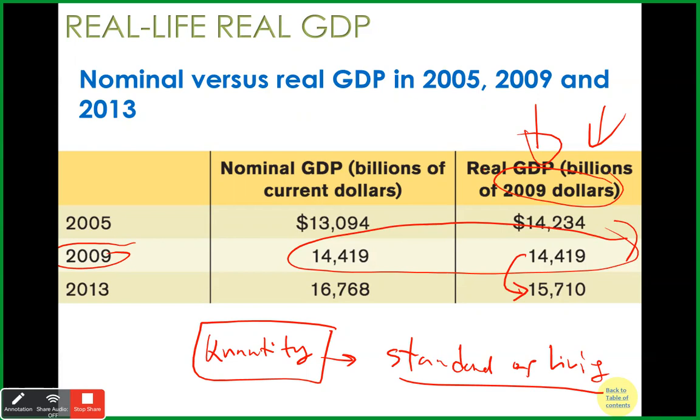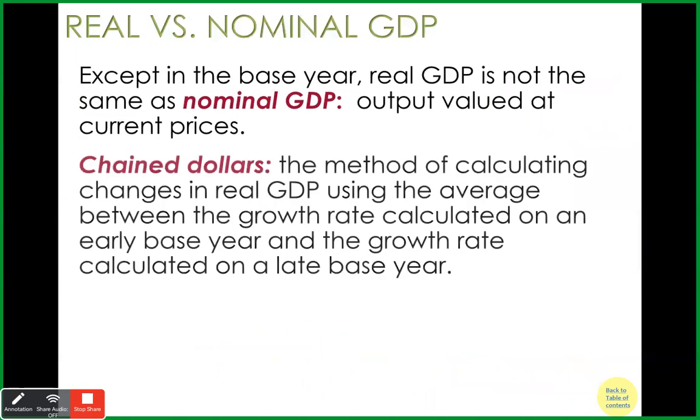Okay. But then the issue is, if you use 2009 as base year, you get one number. If you use 2013 as base year, you sometimes get a slightly different growth rate. So how are we going to deal with that? We are going to use a chain rule. Okay. So basically, you're going to calculate the growth rate.